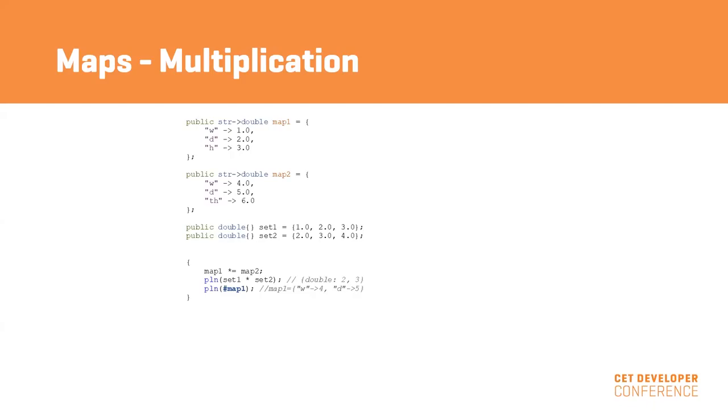The multiplication operator on maps and sets is the intersection. So it will result in the commonalities between the two. For maps, this will use the values from the right map, not the left. So the common ones are width and depth, but it will take the values from the right map, not the left. So the values will be 4 and 5. If I reverse this, the values would be 1 and 2.